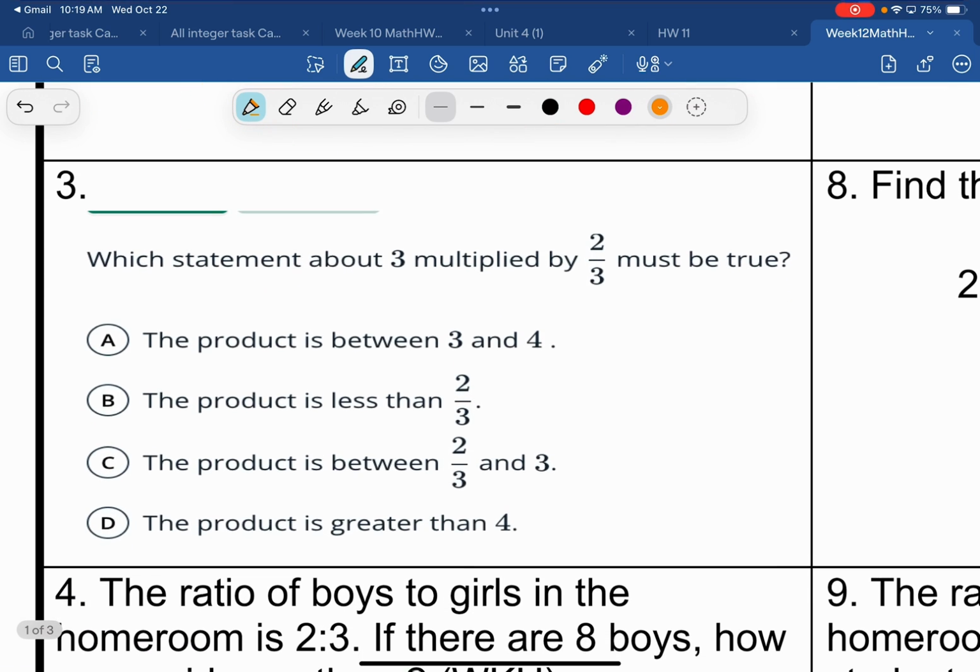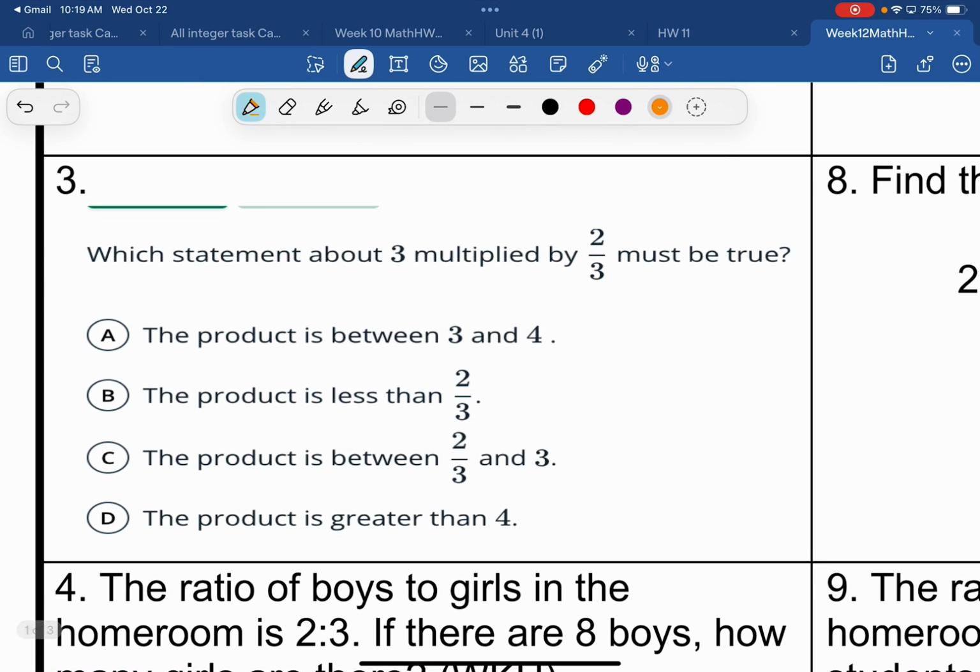Number 3. Which statement about 3 multiplied by 2/3 must be true? Well, we know that we are multiplying by a fraction. If it's proper, the answer will what? Someone in here tell me if it's proper, the answer is going to what? Decrease. And if it's improper, the answer will increase. So what is this fraction? Proper or improper? It's a smaller number on top, so that means it's what? It's proper, okay? So I know then that the answer, I'm going to already say it's going down. The answer is going to be less than 3, okay?